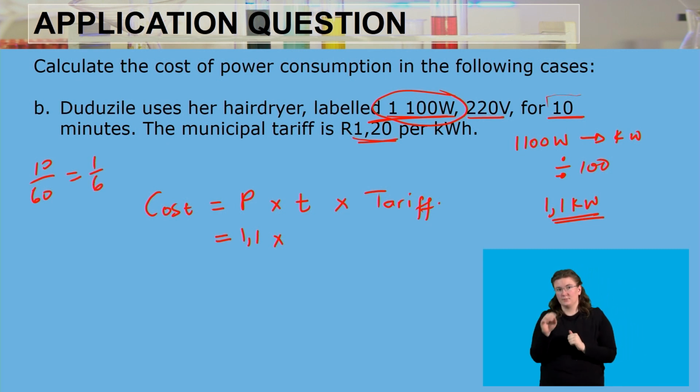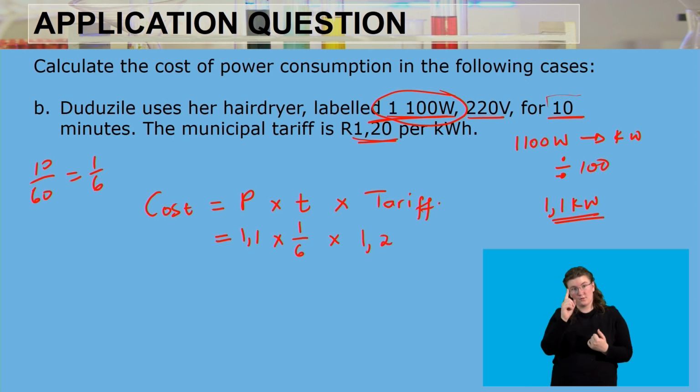So therefore, our time is going to be 1 over 6, which is going to be multiplied by the tariff, which is 1.2. Now we need to remember that our 1 over 6 can be rounded off.